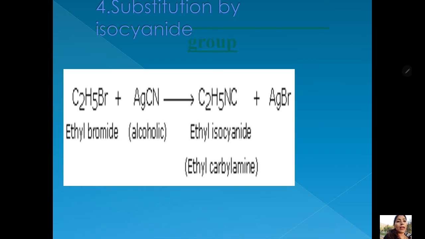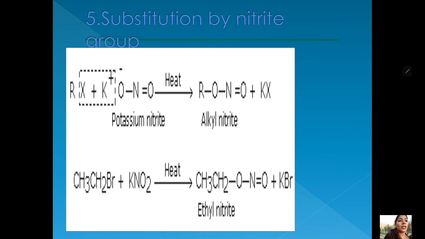Fourth is the substitution by isocyanide. Iso means, I will explain later how they are making the cyanide and isocyanide. Ethyl bromide reacting with alcoholic silver cyanide gives the ethyl isocyanide. Fifth, substitution for nitrite group. Nitrite means NO2, and we have taken potassium nitrite in this case. On heating, we will get the alkyl nitrite: ethyl bromide plus KNO2 by heating gives the ethyl nitrite.